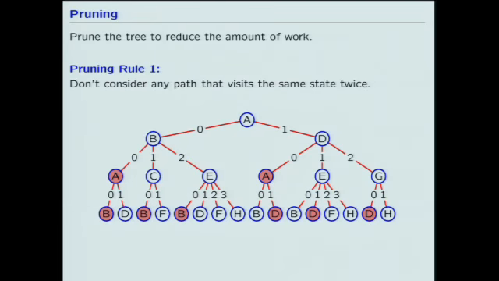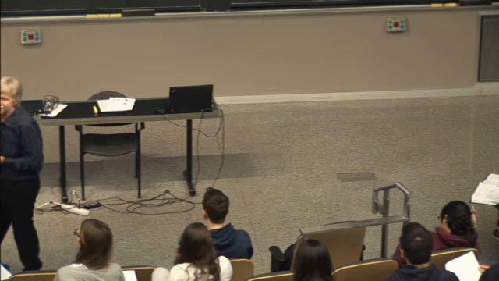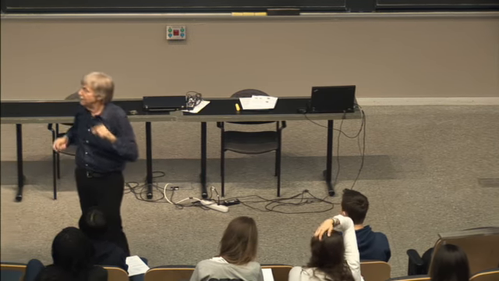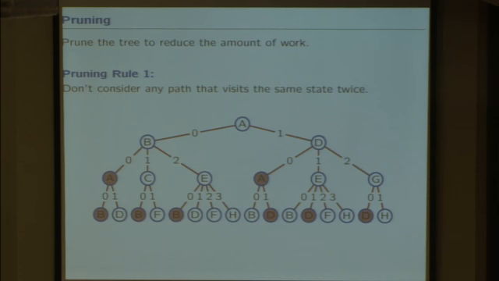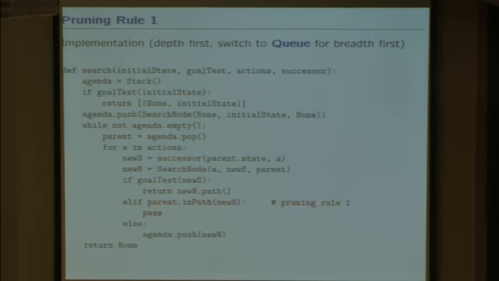So what we want to do now is take that idea of throwing away silly paths and formalize it so that we can put it into the algorithm. And we'll think about that as pruning rules. So the first pruning rule is the easy one. Don't consider any path that visits the same state twice. So that doesn't pick up your case, but it does pick up 8 cases here. So that's easy to implement.